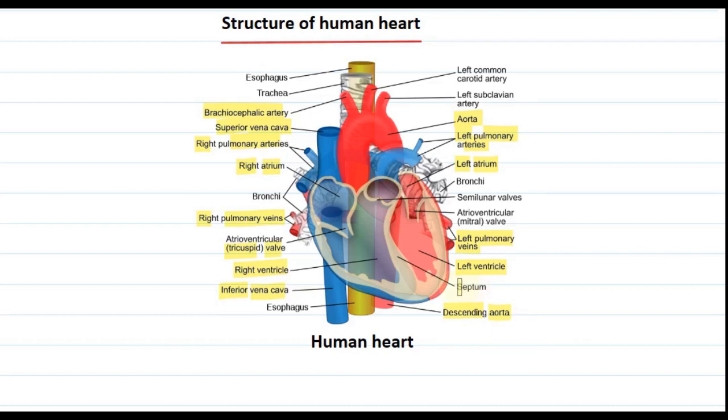Then there is the septum present in the heart. This septum separates the atria and the ventricles, and it does this in such a way that it forms a barrier between the heart chambers and thus prevents the mixing of oxygenated and deoxygenated blood. So the septum helps in keeping the oxygenated blood and the deoxygenated blood separate in the heart, as it forms the barrier between the chambers of the heart.